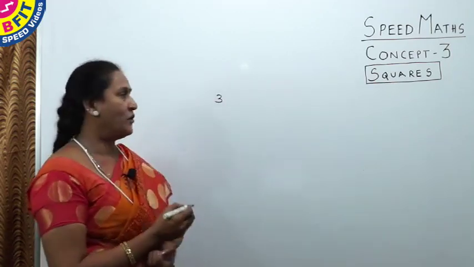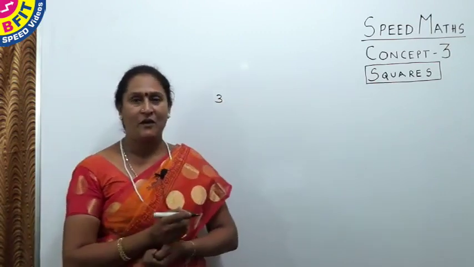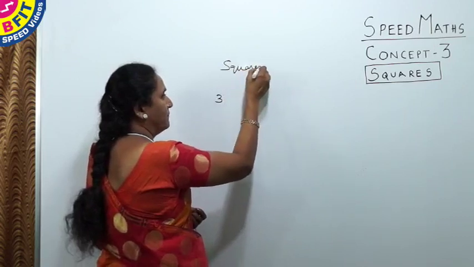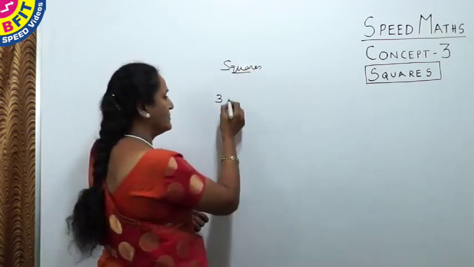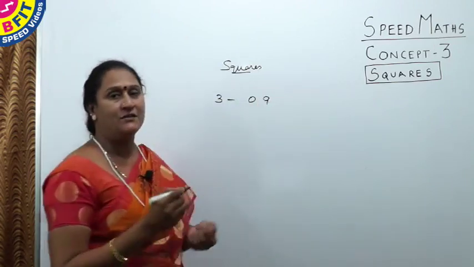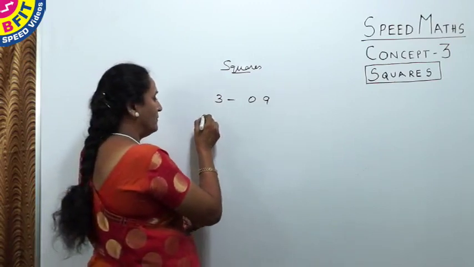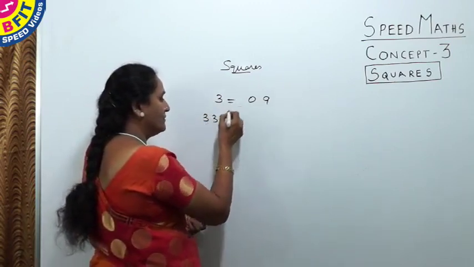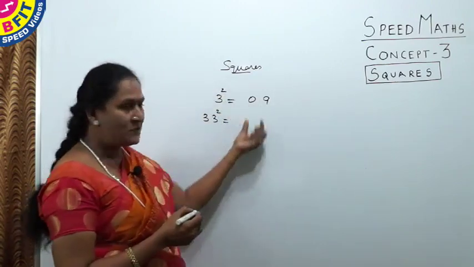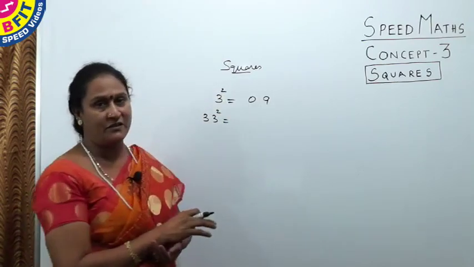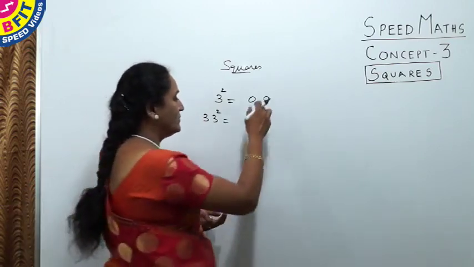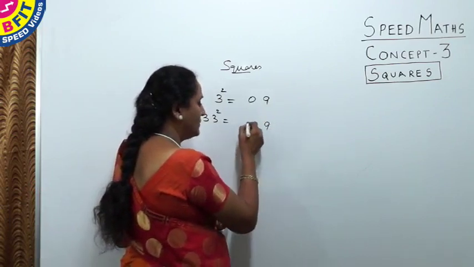Say, to find the square of 3. What is the square of 3? Square of 3 is 9, so we'll write it as 0, 9. Now we have two 3s. What is the square of 33? With this pattern we can find the square of 33 instead of using the a square plus 2ab plus b square concept. So here we have 9 and 0.